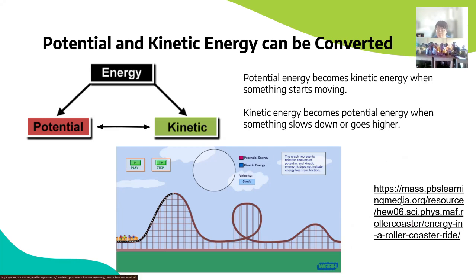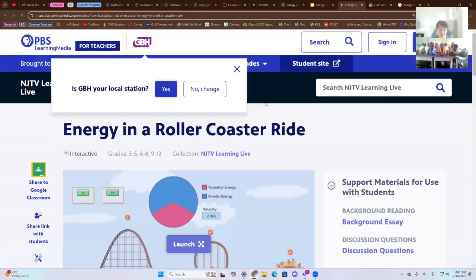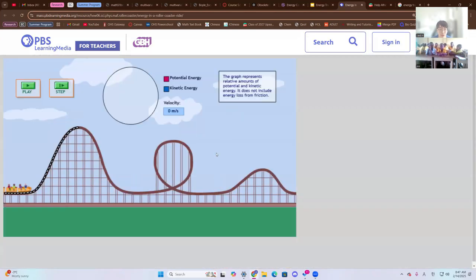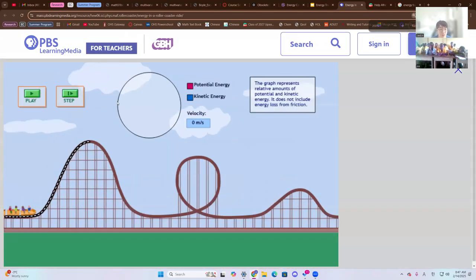And I have this sort of interactive simulation where you can see how the potential energy and kinetic energy are converted. So let's look at more details on this simulation. We have this roller coaster, and I will play this animation, and you can see how much potential energy it has and how much kinetic energy it has. So let's play this quick.